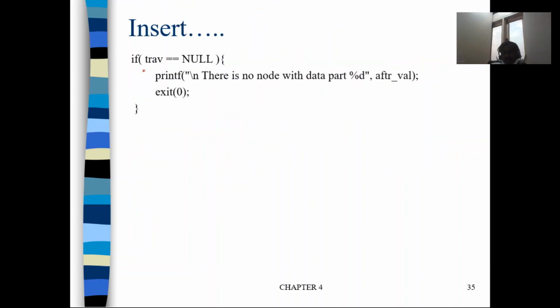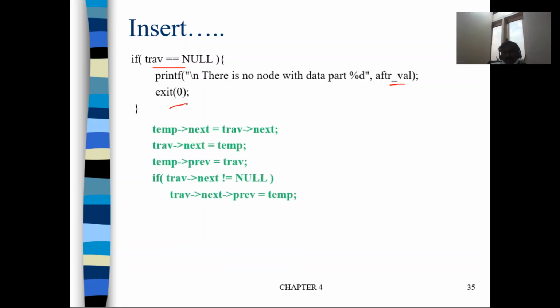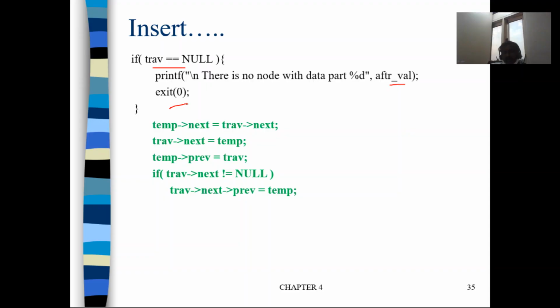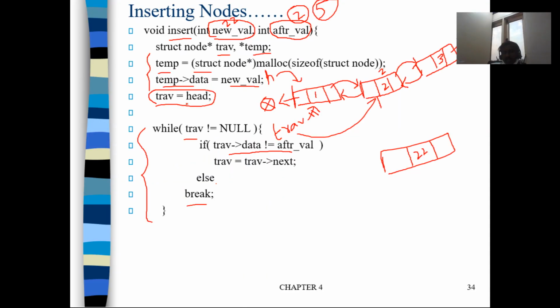For that we are using this if condition. Immediately after coming out of the while loop, we check if traverse equal to null. If traverse equal to null, then it means that you are unable to locate a node whose data part is equal to after val. So we say there is no node with data part after val, and we exit. Otherwise comes the actual logic. Let us discuss that.